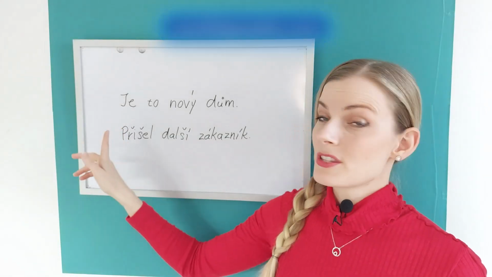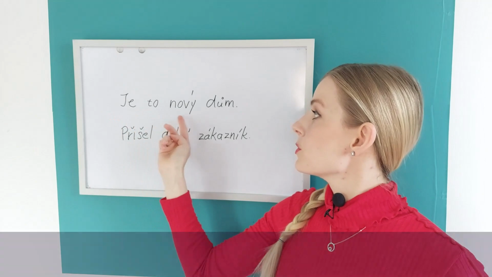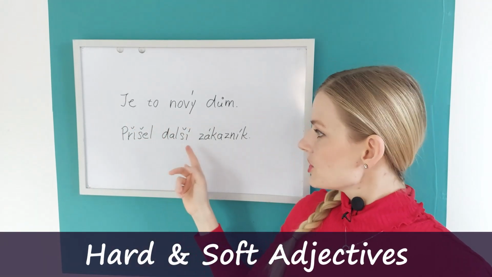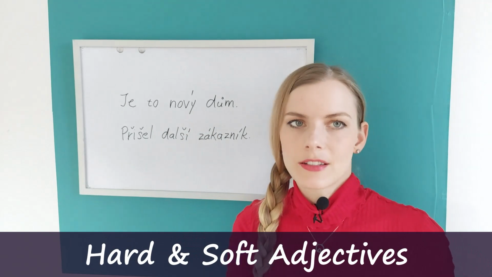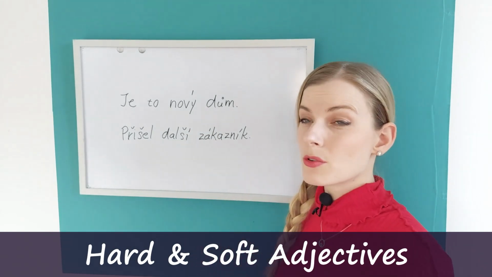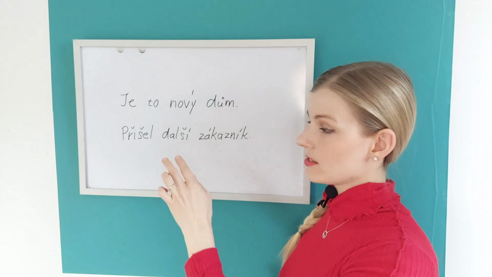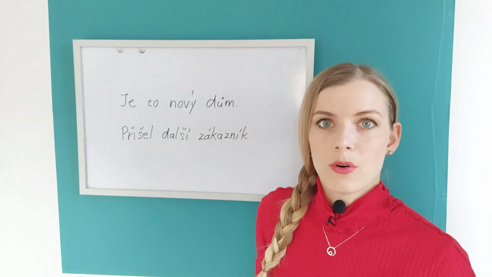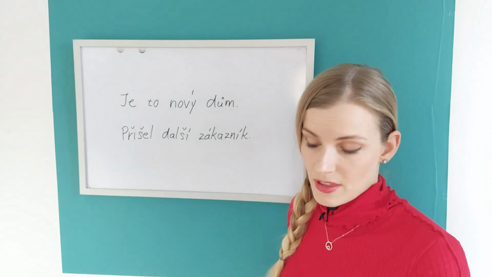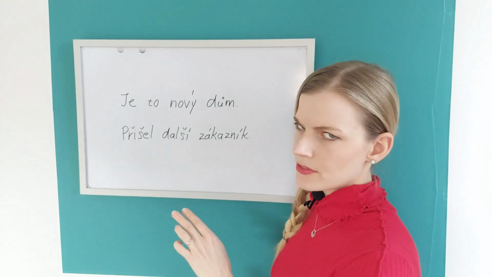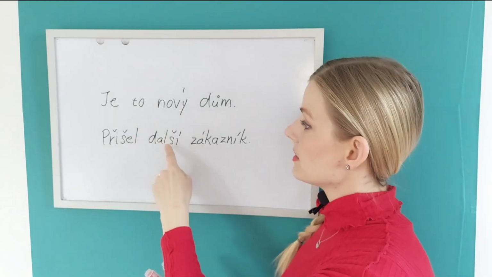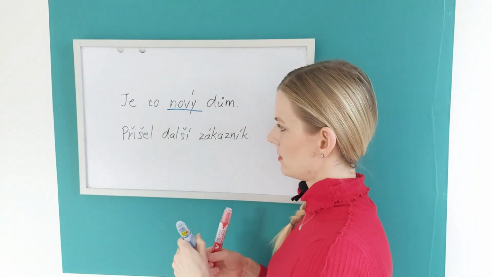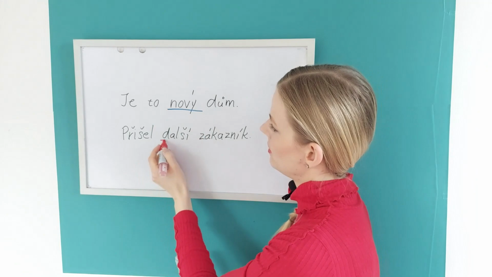Take a look at these two sentences. Je to nový dům, it's a new house. Přišel další zákazník, another customer came. And when we take a look at the adjectives in these sentences, those words that describe the quality, the character of the noun, a person or a thing, we will see they are different. Nový and další. Let's underline this with a blue color and this one with a red color.